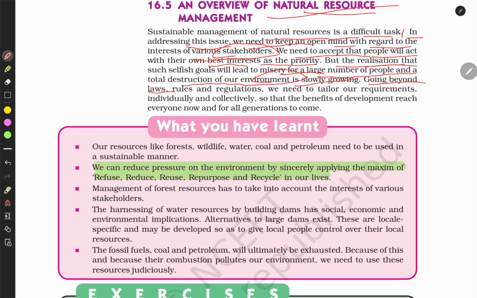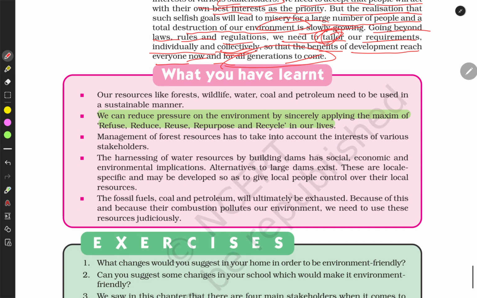Going beyond laws, rules and regulations, we need to start with our requirements, individually and collectively, so that the benefits of development reach everyone, now and for all generations to come. Let's quickly revise. Our resources like forest, wildlife, water, coal and petroleum need to be used in a sustainable manner because they are limited.